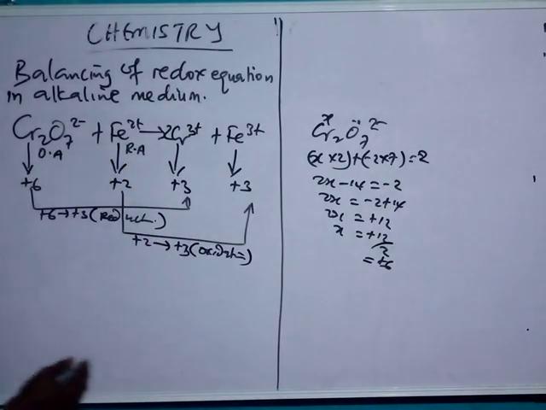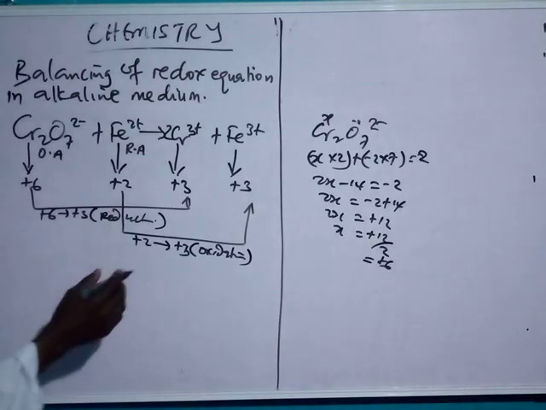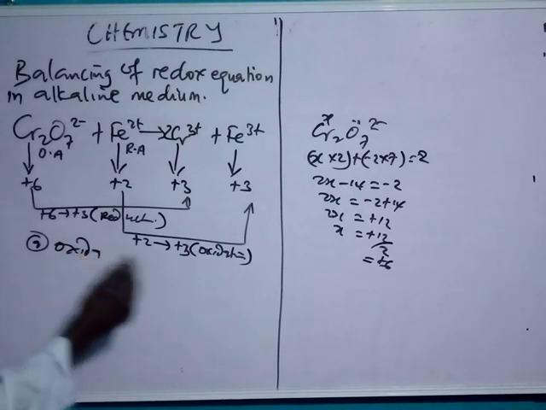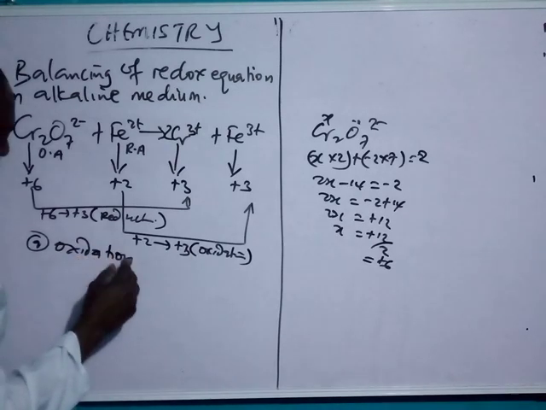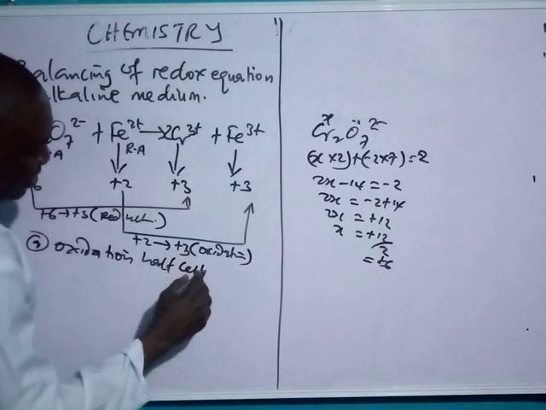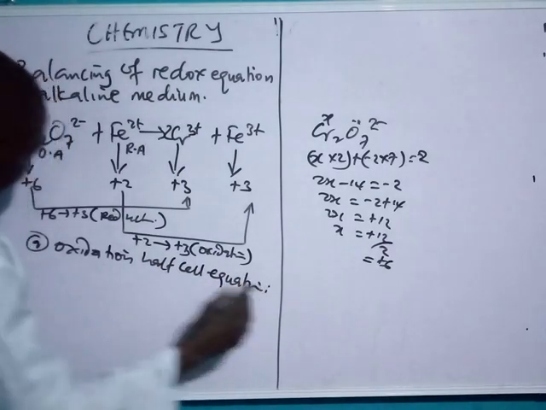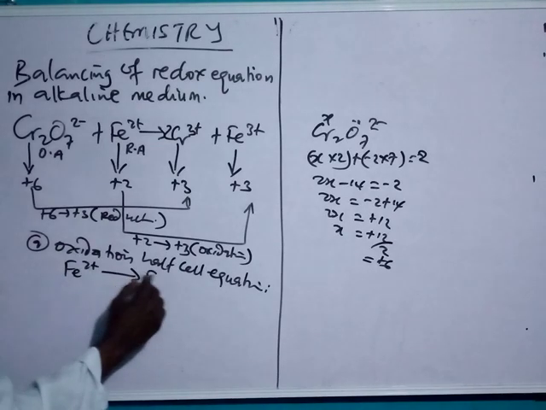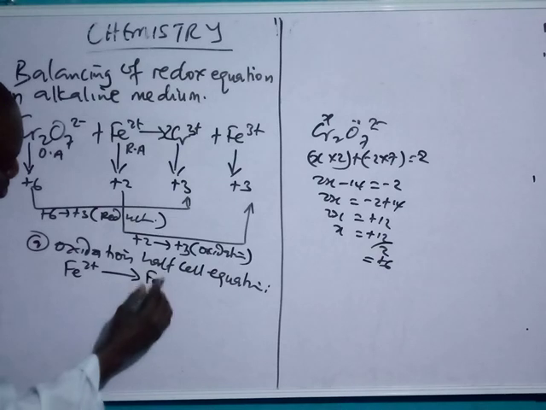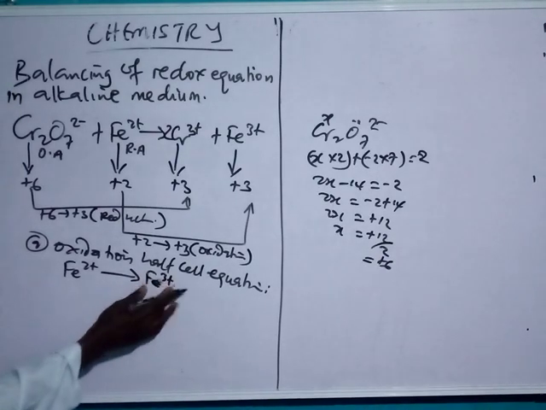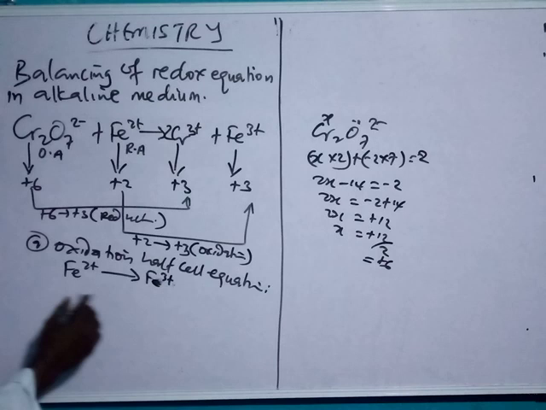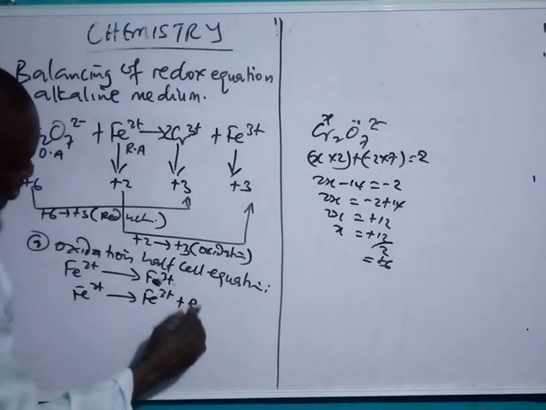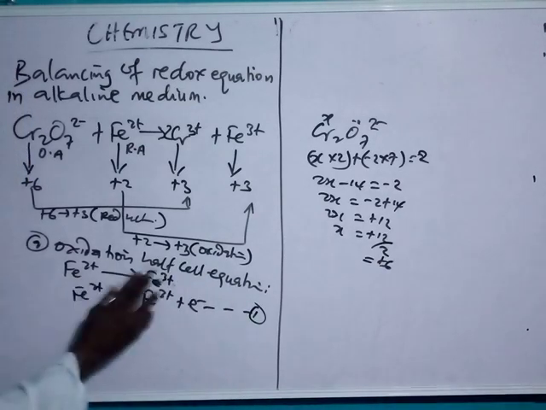In order to continue, you can separate the oxidation half cell and reduction half cell equations. We can separate them, treat oxidation separately, then later we join them. Oxidation half cell equation: you bring the Fe2+ ion, which will lead to the Fe3+ ion. But before you can form this positive charge of plus 3, you must have lost one electron. Fe2+ gives you Fe3+ plus a single electron. Call this equation 1 because it is balanced for this.